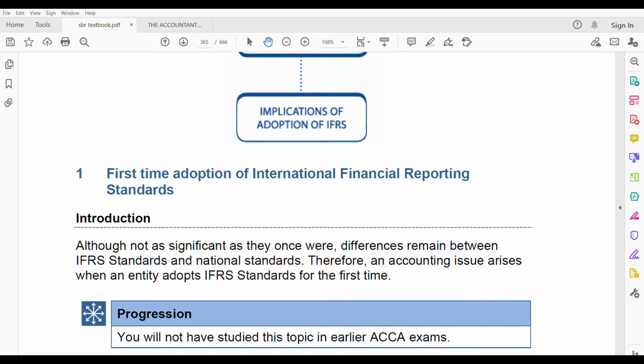The reason is that when you're preparing financial statements based on national standards, which is not IFRS, and now you're making financial statements based on IFRS for the first time, there are differences, right? Because there are differences, there'll be some issues when you're comparing the two sets of financial statements, national standards versus IFRS standards. That's the reason we have to know how to adopt it and what adjustments are needed when you're adopting IFRS for the first time.